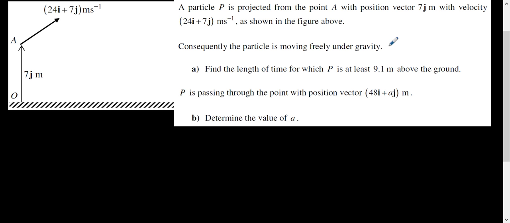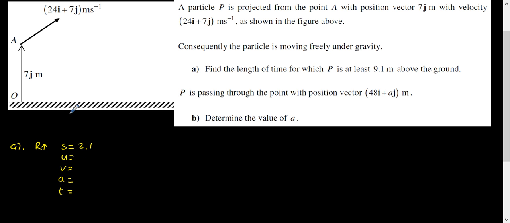Consequently, the particle is moving freely under gravity. That's standard. That's similar to what we've already worked on this week. Find the length of time for which P is at least 9.1 meters above ground. So in order to do this, I'm going to resolve vertically because we're talking about the height above ground. So SUVAT. We're getting so used to doing this now. So if the particle is 9.1 meters above ground, given that it started 7 meters above ground, then the displacement we're interested in from the point of projection is 2.1. It's already 7 meters above ground. It needs to go 2.1 meters more, and it will be 9.1 meters above ground.